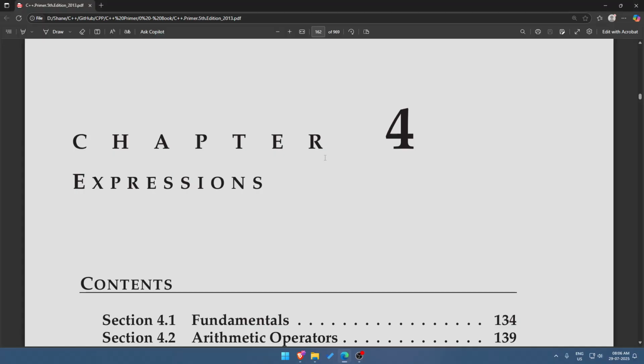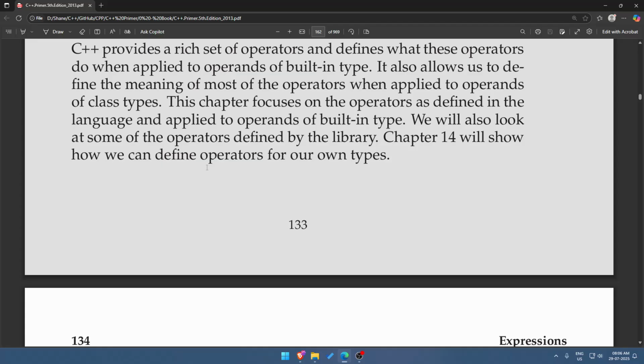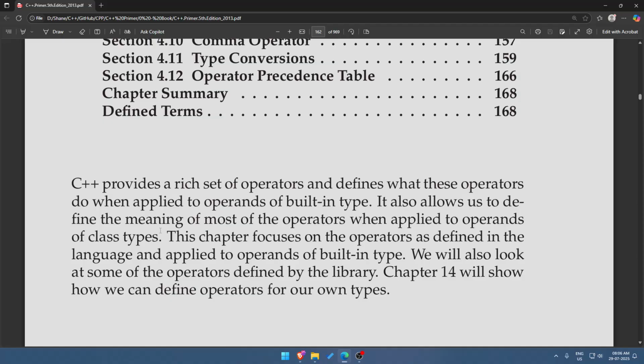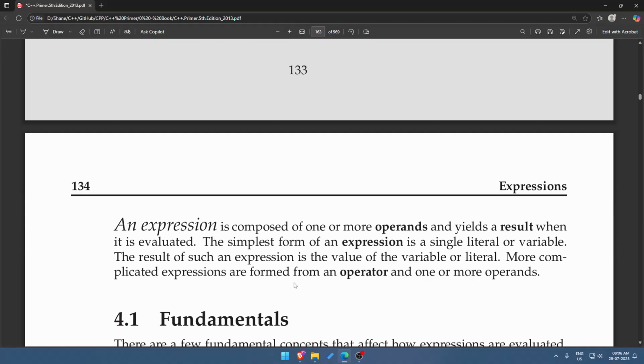Alright, so let's get started with chapter 4, expressions. C++ provides a rich set of operators and defines what these operators do when applied to operands of built-in type. It allows us to define the meaning of most of the operators when applied to operands of class type. This chapter focuses on the operators as defined in the language and applied to operands of built-in type. We will also look at some of the operators defined by the library. Chapter 14 will show you how we can define operators for our own types.